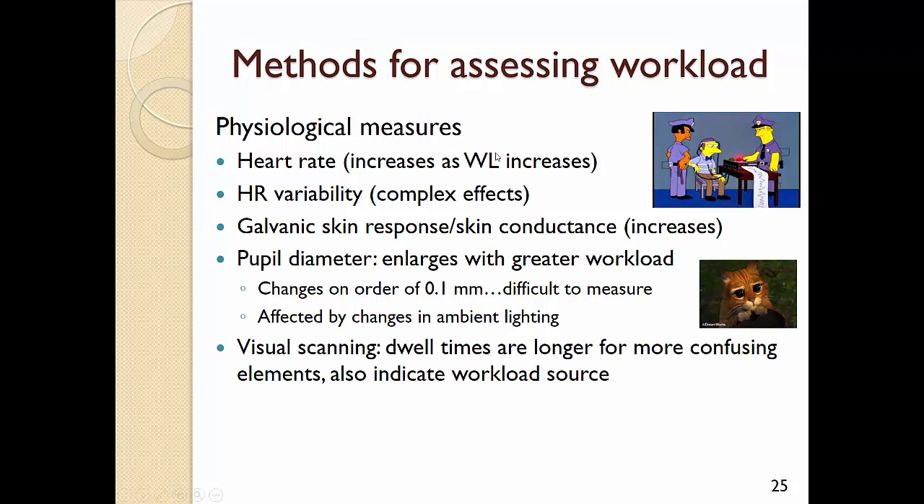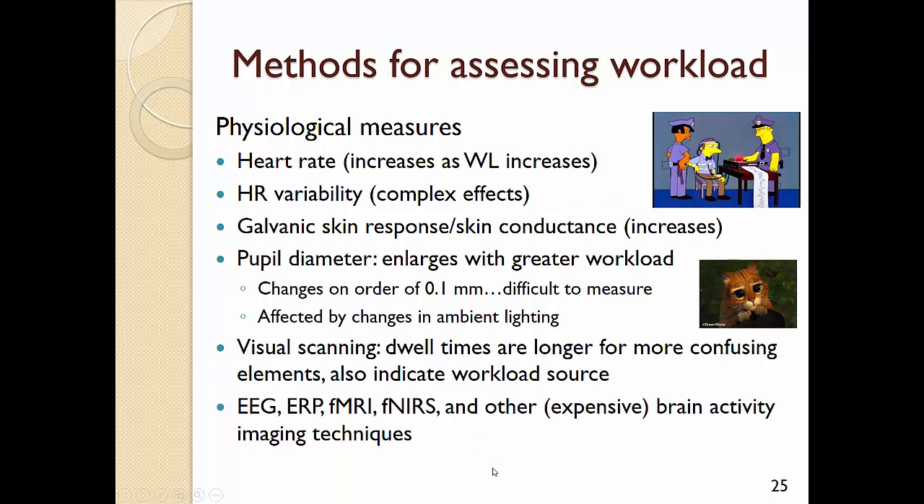Visual scanning: if you have an eye tracker, for example, and you're seeing where people are looking, it's not really a physiological measure, but it's a behavioral measure. People will look at something and dwell on it for longer periods of time when things are confusing. So that's a good indicator as well. And there are several other methods that have been used, that we've used or others have. Generally, they're more expensive than these things.